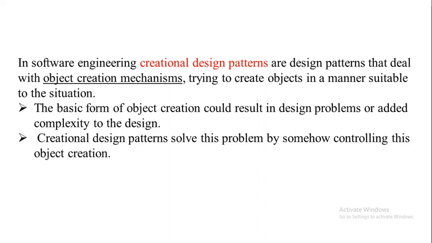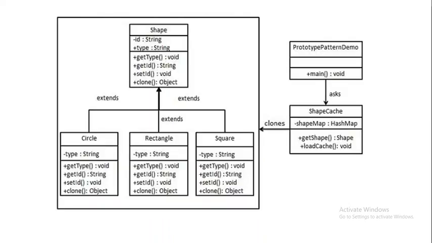The basic form of object creation could result in design problems or add some complexity to the design issues. So the creational patterns avoid the object creation issues by controlling the creation of objects. It uses different mechanisms to control the creational issues.